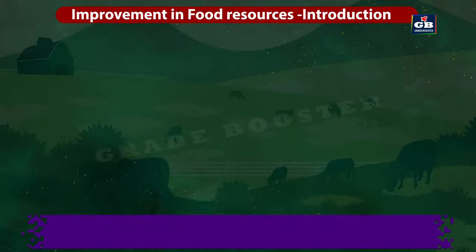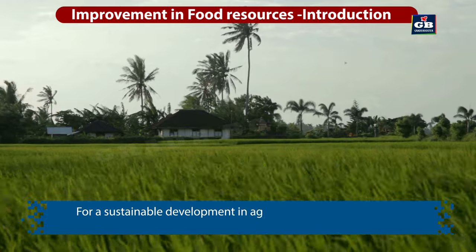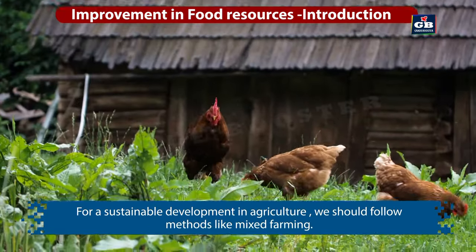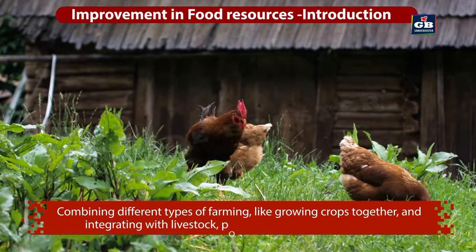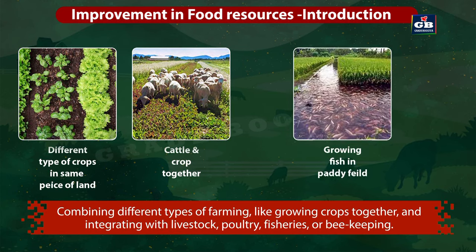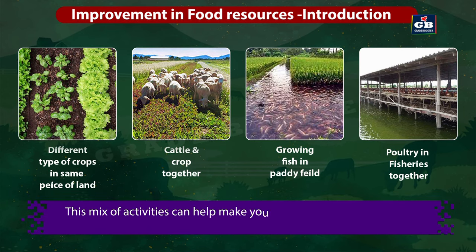efficient. The green and white revolutions helped make more food and milk, but they also used up a lot of nature, possibly causing harm. For sustainable development in agriculture, we should follow methods like mixed farming. This means combining different types of farming, like growing crops together and integrating with livestock, poultry, fisheries, or beekeeping. This mix of activities can help make your livelihood more stable and sustainable.